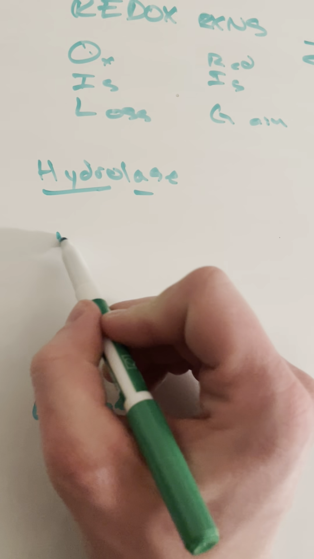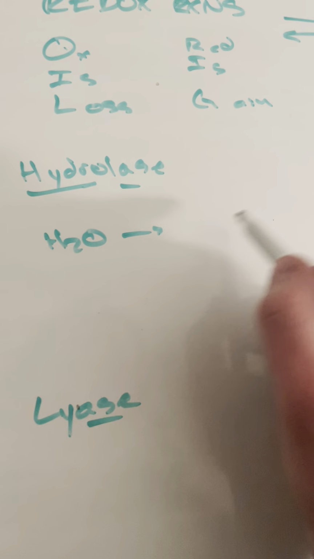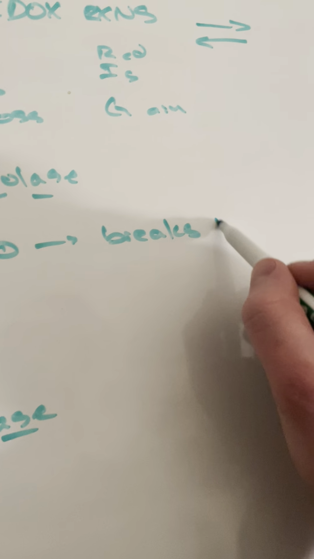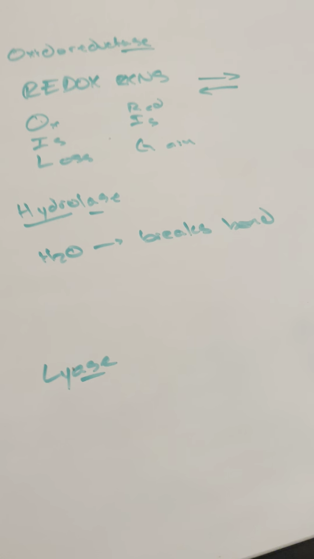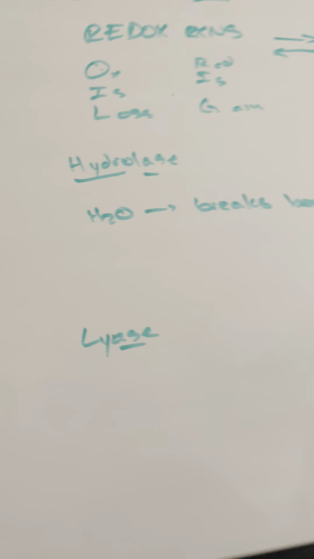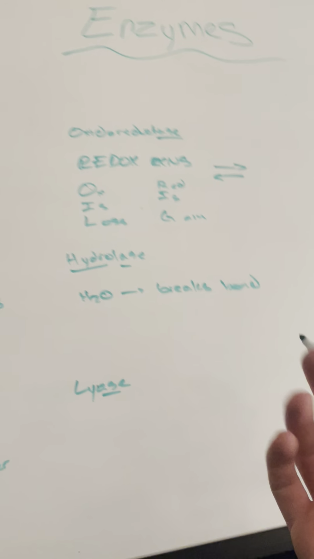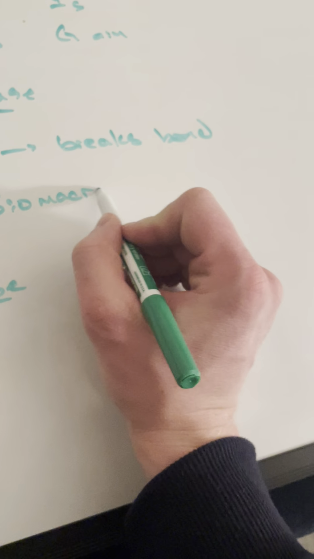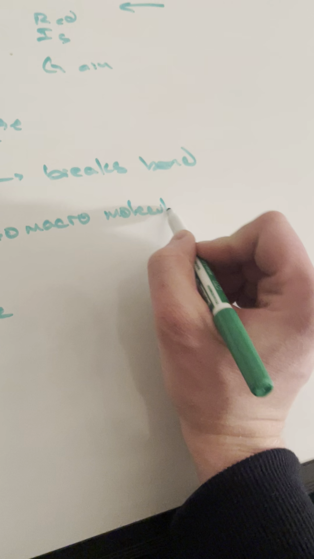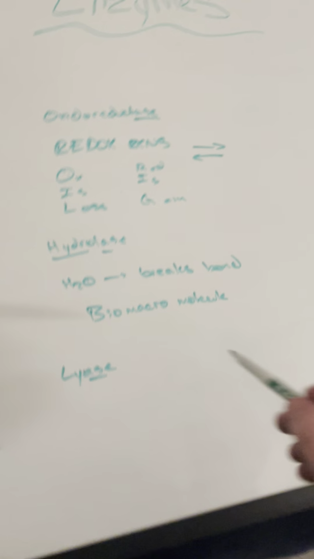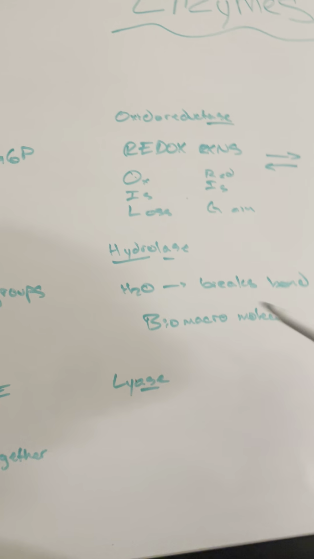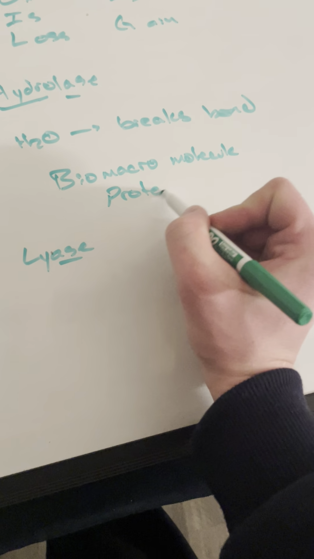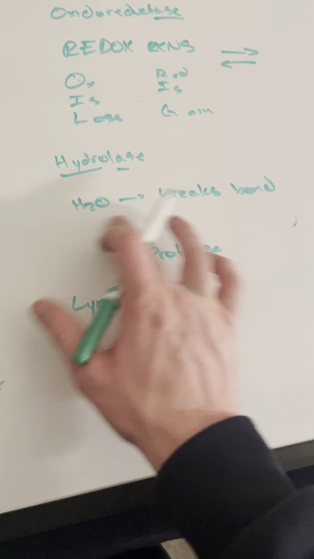Hydrolase, hydro means water, right? So H2O breaks bonds. And with that, just think of any macromolecule in the body, any of those bonds, really, probably going to use water. Like protease, right? They use water. Amylases, they use water to break those glycosidic and peptide bonds.